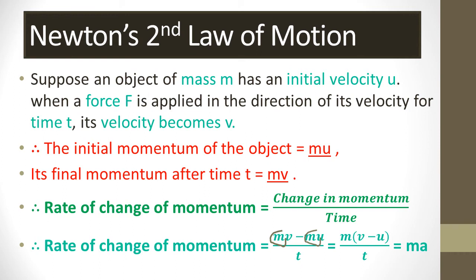Now how does this come? Students, if you remember one of our videos from this chapter, the equation describing the relation between displacement and velocity, in that derivation we used a is equal to v minus u upon t. That means a is nothing but acceleration. So in place of v minus u upon t we can write a, so m into a, that means mass into acceleration. Sorry, not mass, this is momentum.